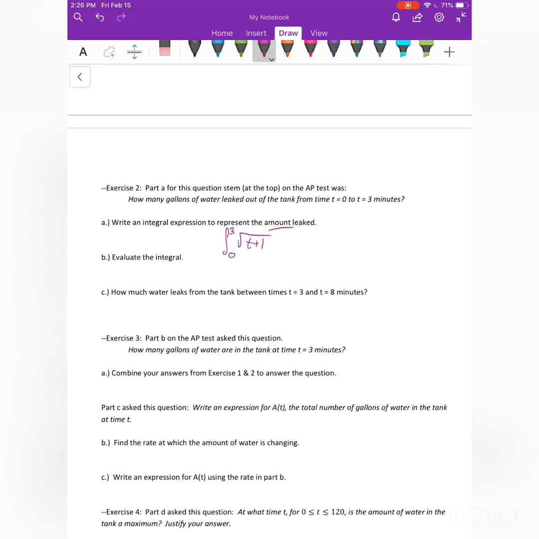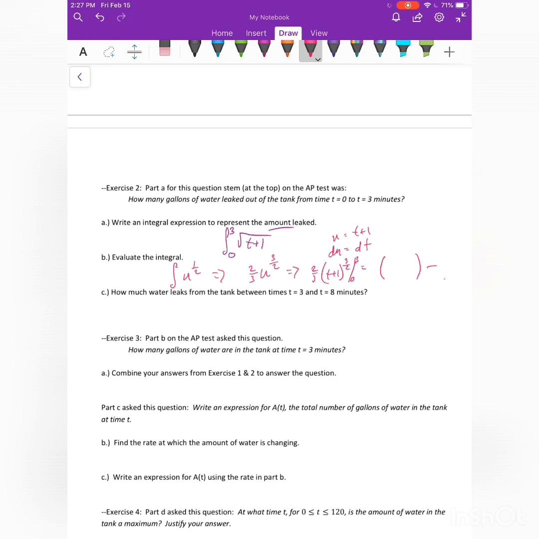And then part B says, okay, let's go ahead and integrate this. So in order to integrate it, this is a chain rule technically. So you're going to need a little u sub, and then du is just dt. So technically what we have is the square root of u, but I'm going to rewrite that as u to the 1/2, and that will go to u to the 3/2 times 2/3. And we need to evaluate that. Sorry, from 0 to 3, but before I do that, I'm going to plug my u back in. 2/3 times (t plus 1) to the 3/2 evaluated from 0 to 3.